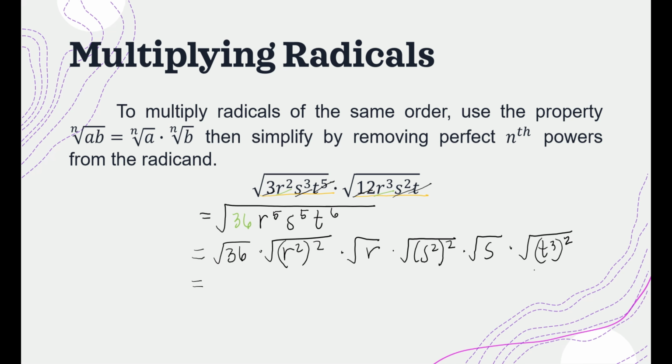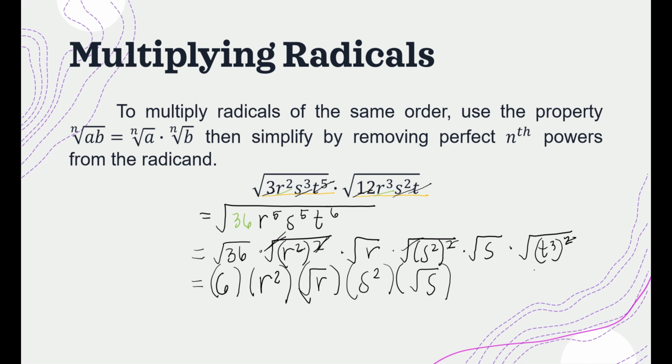And then let us simplify. Square root of 36 is equal to 6 times the square root of r squared. We can cancel this out. So the remaining will be the radicand r squared, and then the square root of r. And then we can also cancel this out. So s squared will remain, multiplied by the square root of s, times, cancel this out, times t cubed.